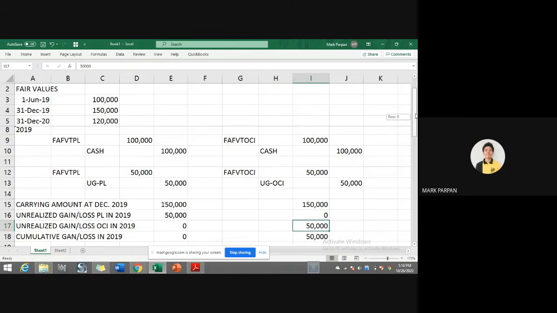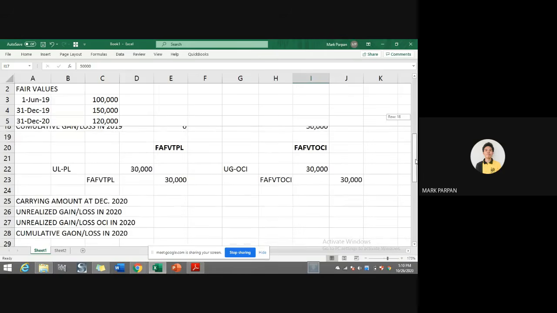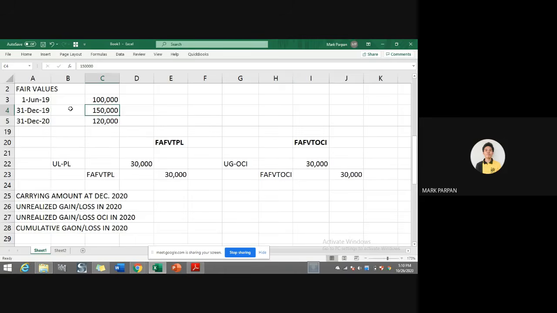Okay, so let's proceed to 2020. On 2020, from 150,000, the value went down to 120,000. So therefore, there was a decrease of 30,000. So if you notice, for FVTPL, we debit unrealized loss PL and credit FVTPL, both for 30,000. Okay? But if you've noticed, for FVOCI, we debit unrealized loss OCI.